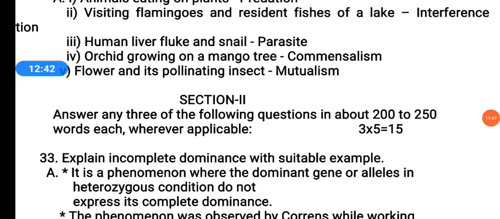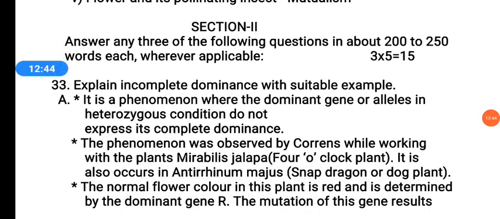Next, part D, section second. Here we are going to write 3 questions among the 5. Then explain incomplete dominance with suitable example.